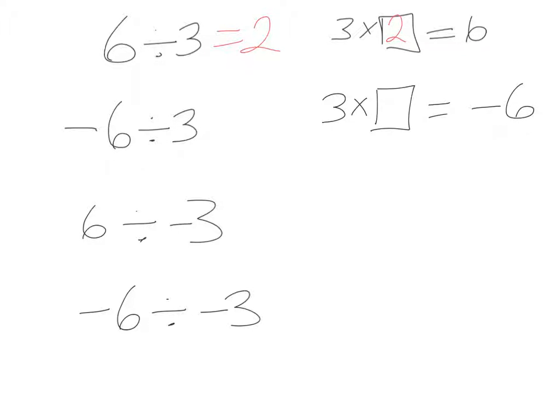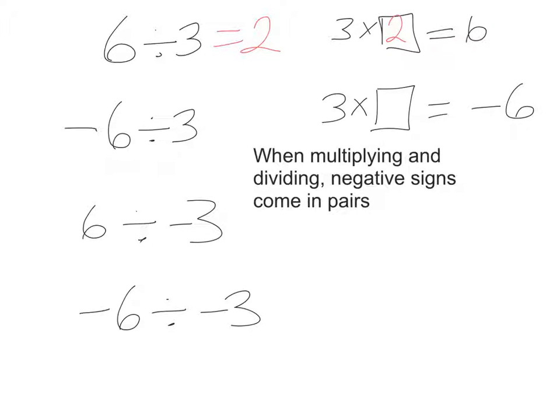Well, hopefully we can remember our rule from last time. When we multiply and divide, negative signs always come in pairs. Well, we're dividing, so this rule applies. Let's see what we've got. We've got a negative here, no negative here, so I've got to have a negative here. Likewise, it also works for multiplying. So I've got, this hasn't got a sign, which means it's a positive sign. My answer is negative, so I must have a negative there. So it's negative 2.